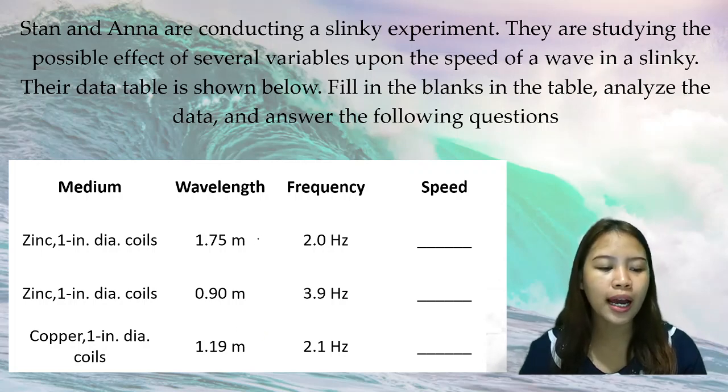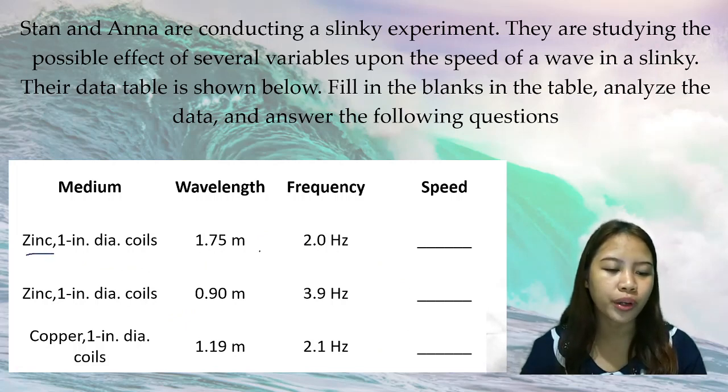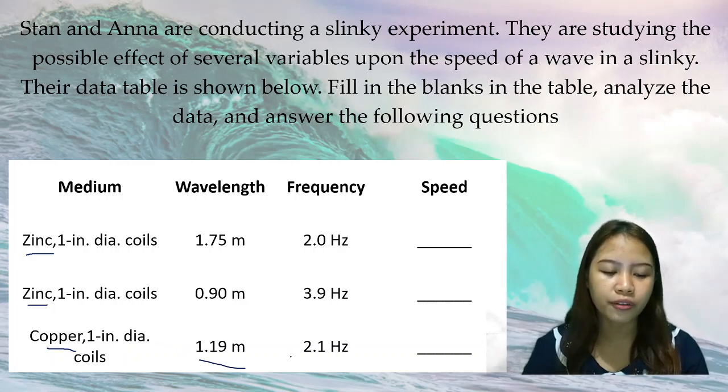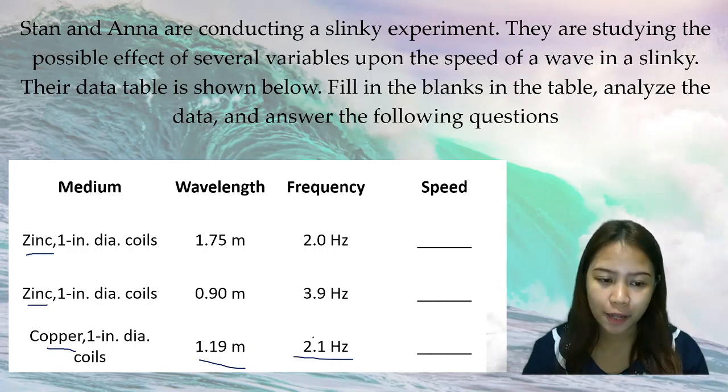So, this is our data. The medium is zinc, and this is for the wavelength and frequency. Zinc again, the same material. This is for the wavelength and the frequency. And we have here the copper for the third one, with the frequency and the wavelength. We will solve for all of them one by one.